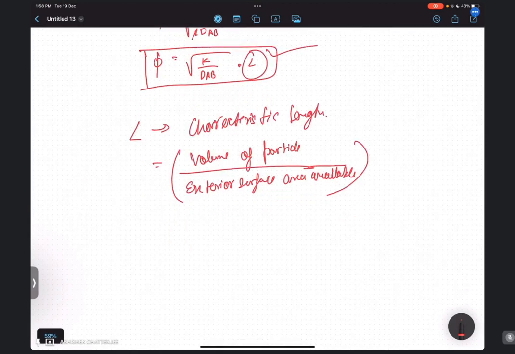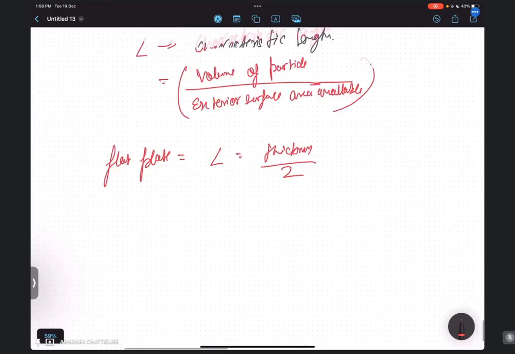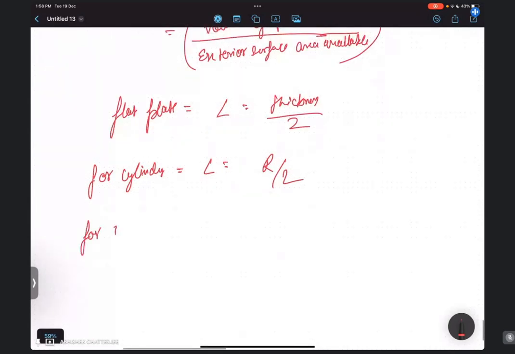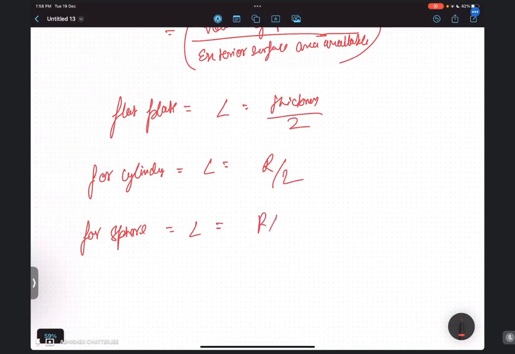Simply what you do is that for your flat plate, L will be equal to thickness by 2. Okay. For a cylinder, this L will be equal to radius by 2, and for a sphere, this L will be equal to R by 3. Okay.